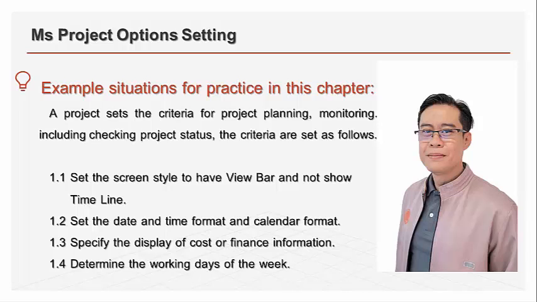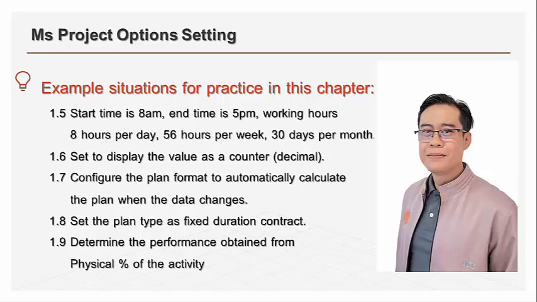1.4. Determine the working days of the week. 1.5. Start time is 8 a.m., end time is 5 p.m., working hours 8 hours per day, 56 hours per week, 30 days per month. 1.6. Set to display the value as a counter. 1.7. Configure the plan format to automatically calculate the plan when the data changes. 1.8. Set the plan type as fixed duration contract. 1.9. Determine the performance obtained from physical % of the activity.